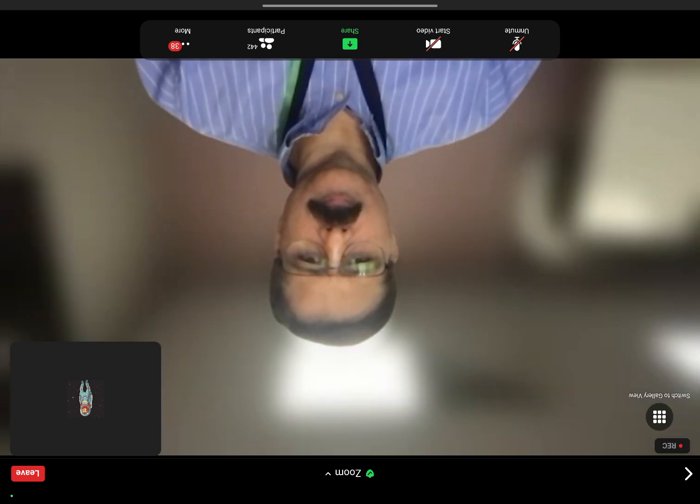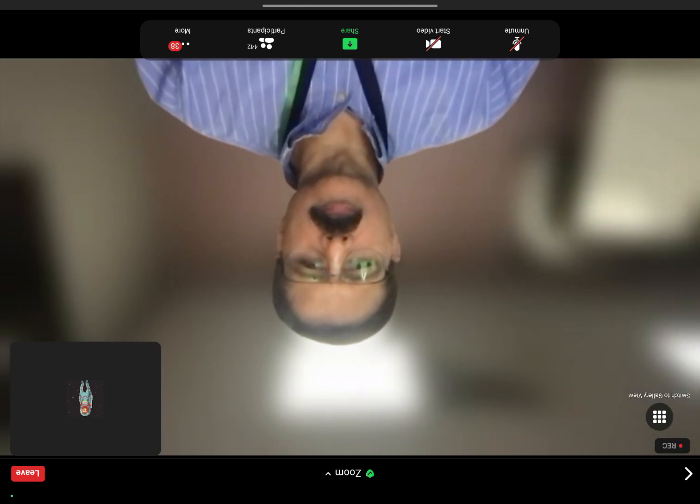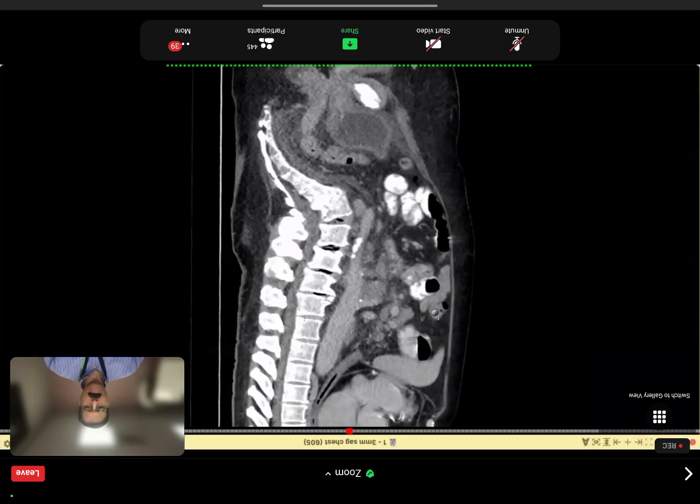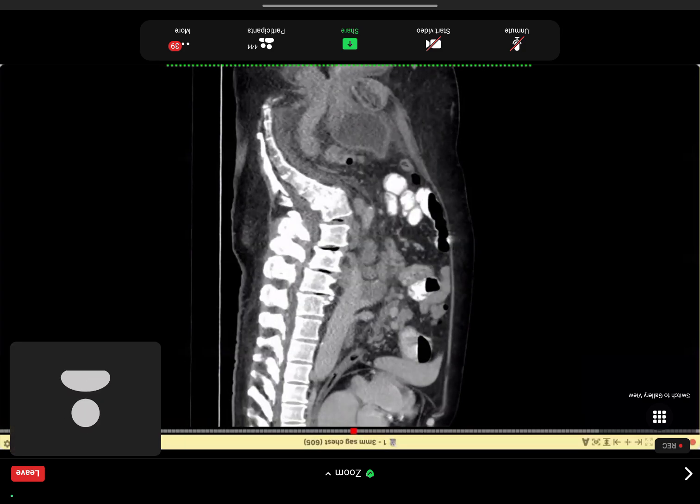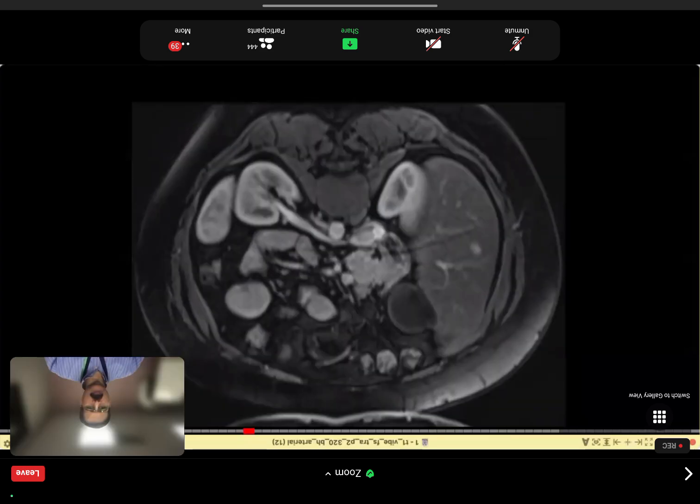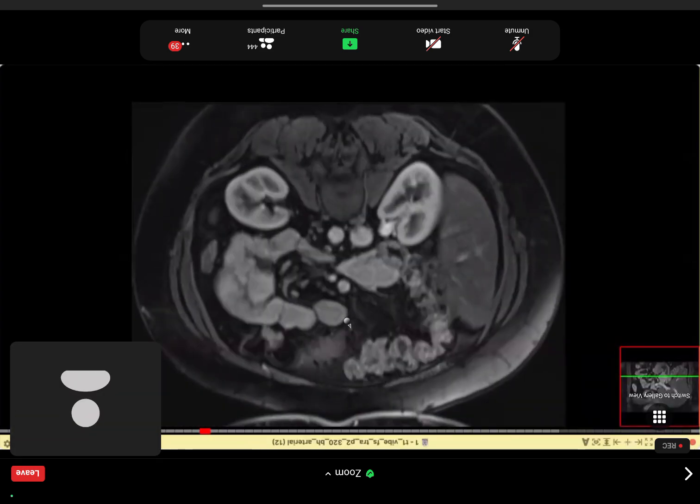Just one second. Yeah, sure. I think the quality is fine. Yeah, no, the image is good. Okay. Now. Yes, the quality is fine.